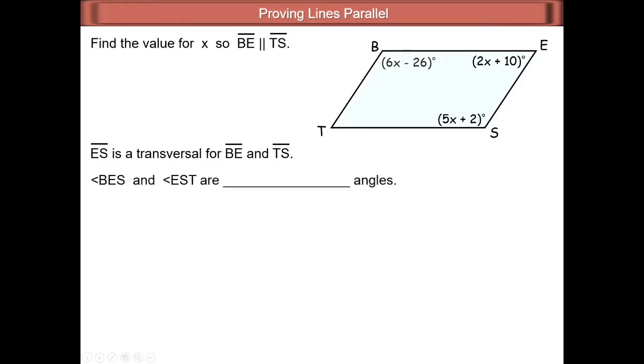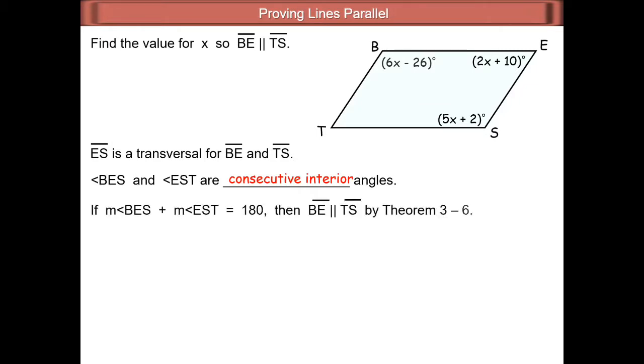That lets me know that angle BES and angle EST are going to be consecutive angles, and they are on the interior of my shape here, so that makes them consecutive interior angles. We know that consecutive interior angles, when I add them, are supplementary or add up to 180, and I can use the consecutive interior angles converse theorem to prove this.